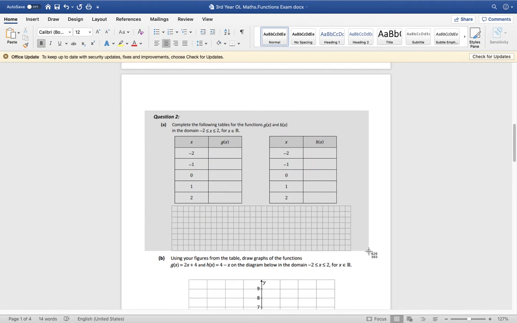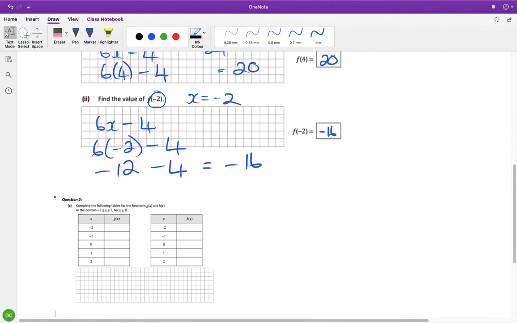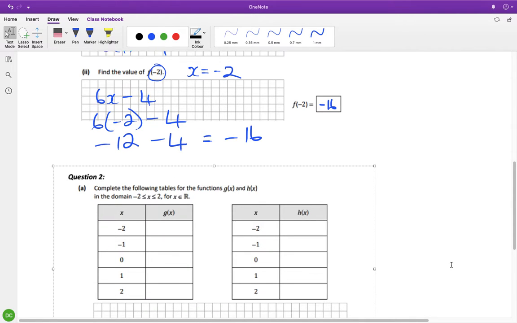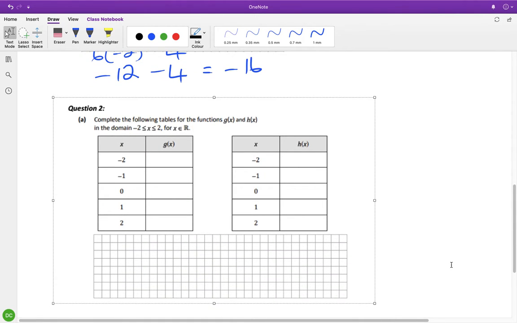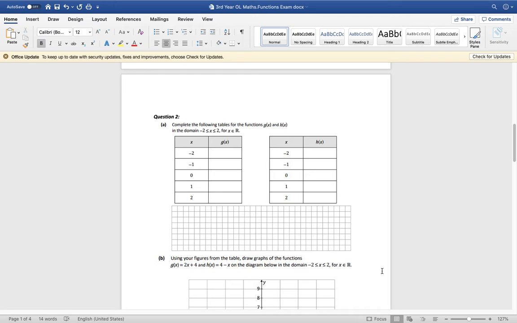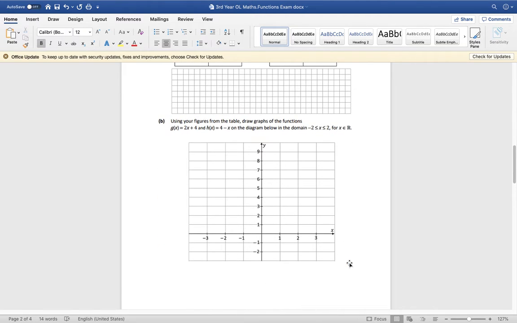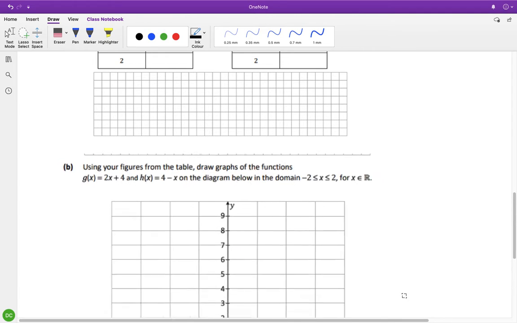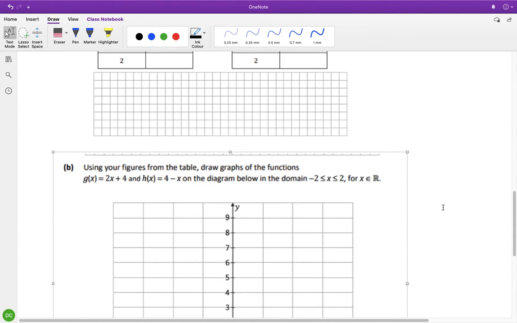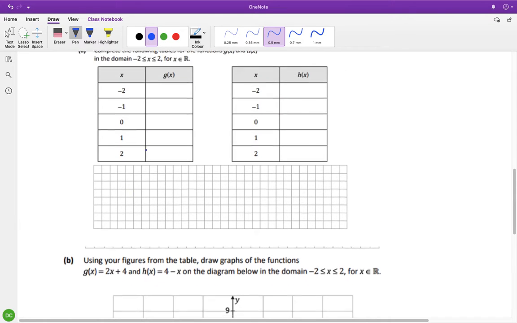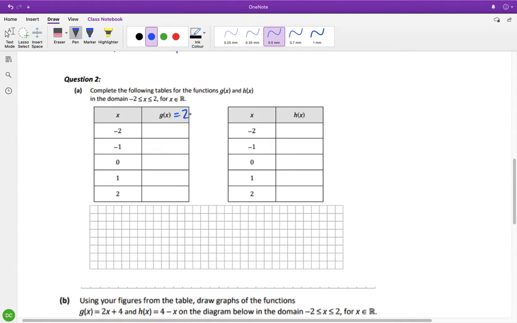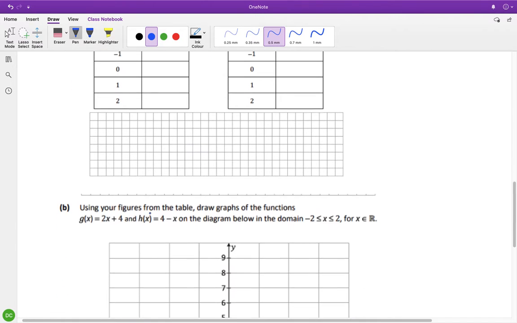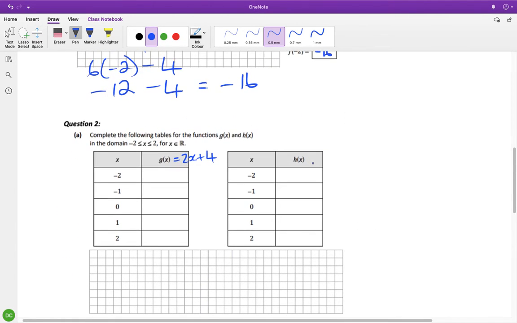So question 2. Complete the following tables for the function g of x and h of x. Oh, sorry, they give us the functions in the next part. It's a bit weird. Okay, so here's g of x, 2x plus 4. And h of x is 4 minus x.